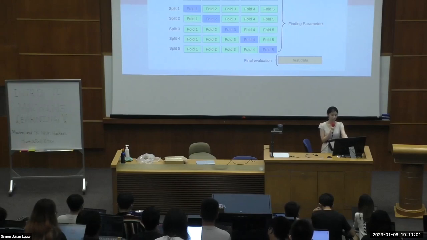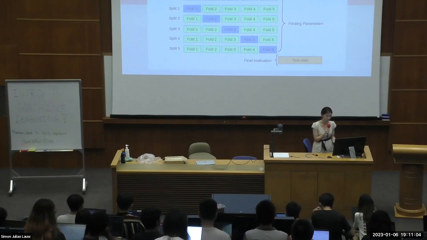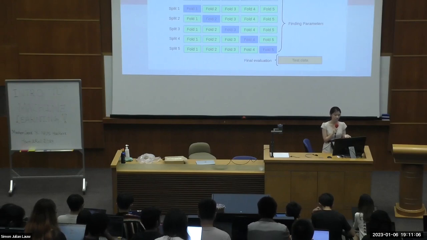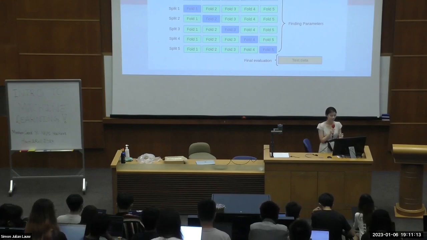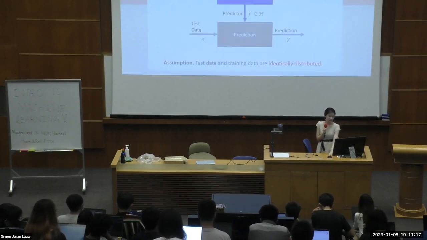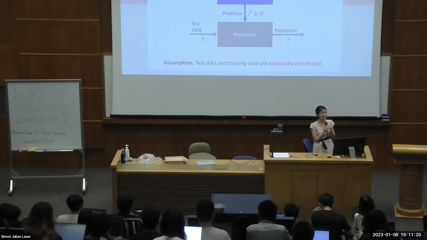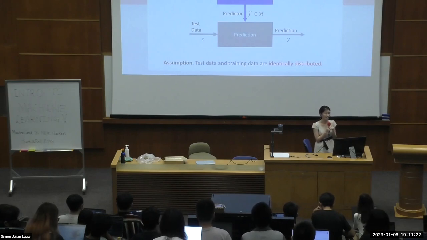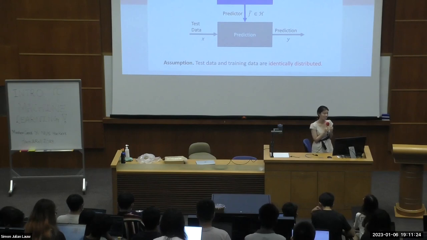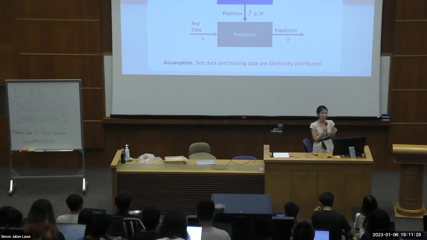In this example, the training data is split into five folds, and each time, the green four folds will be used as training data, and the blue fold will be used as validation data. I'm introducing these technical things because later in the coding part, we will encounter such terms, and these are all handled by the libraries themselves. We don't need to code from scratch.